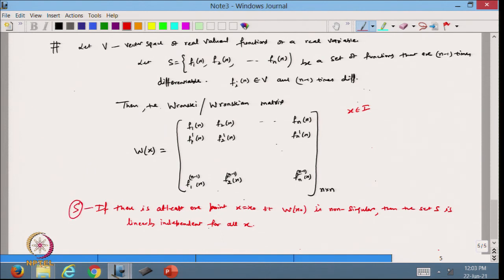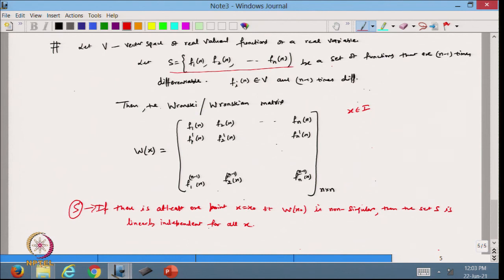S means statement, that what I am going to do is that I take a vector space and suppose that vector space is made up of functions, and suppose I take a set S and somebody asks me, okay, tell me whether this set is linearly independent or dependent. Then how are we going to check whether this set is linearly independent or dependent? So, this is the way we are going to do it.